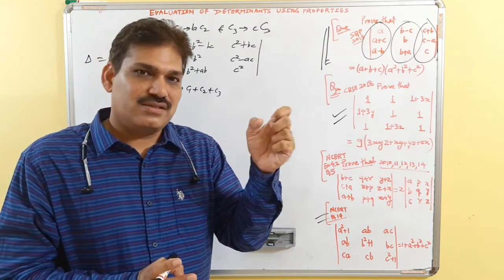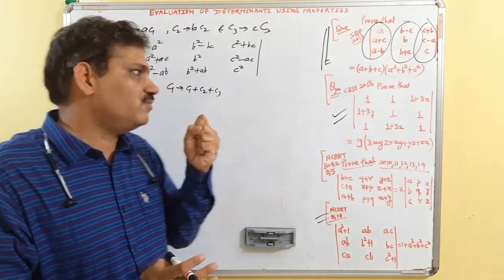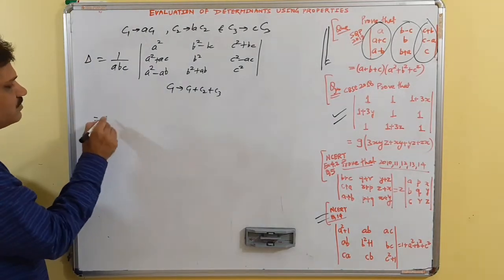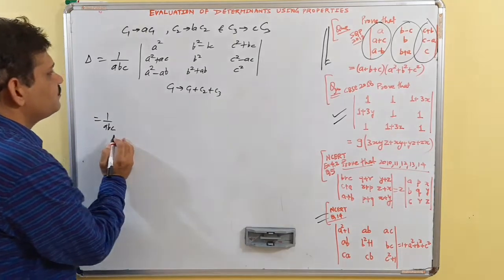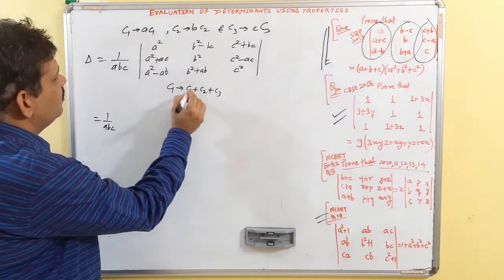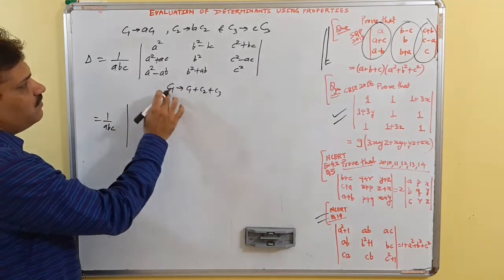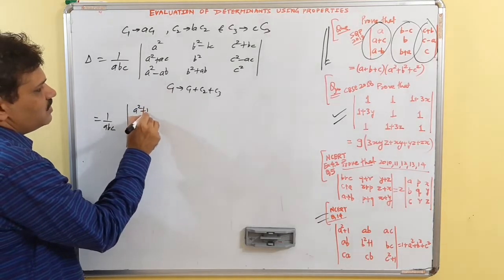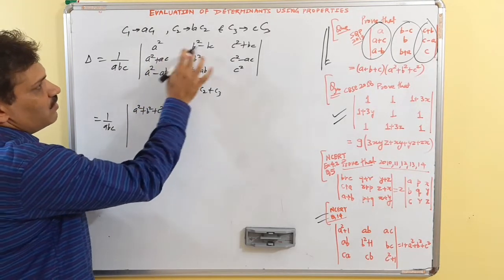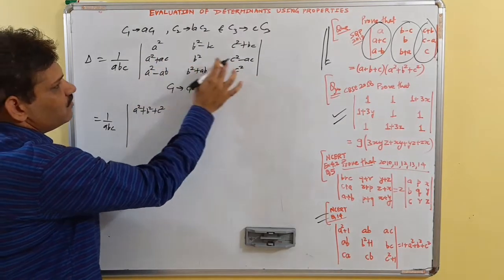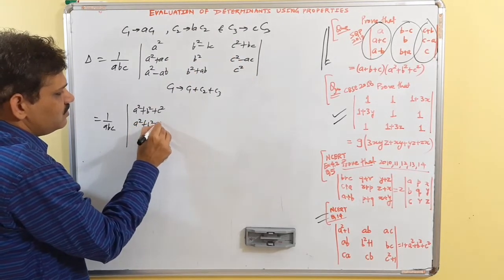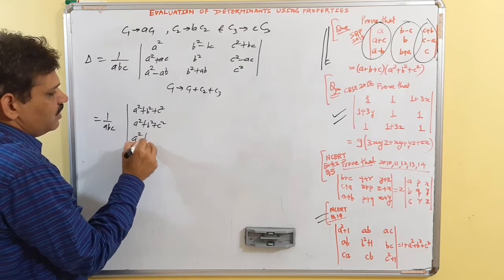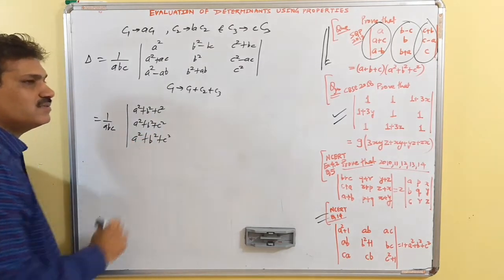Multiply or take something common from row or column. So what it gives is 1 upon ABC. Let's check what it gives. So here in C1 we will get A square plus B square plus C square. BC will be cancelled out. Here again A square plus B square plus C square, AC will be cancelled out. A square plus B square plus C square. Here again we get A square plus B square plus C square.